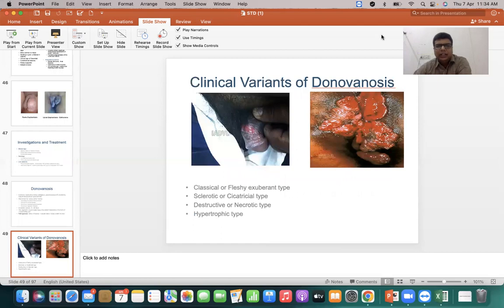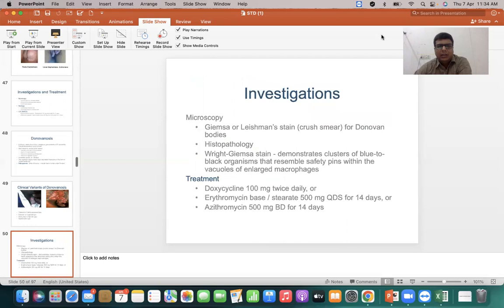What are the clinical variants of donovanosis we see? There is the classical, fleshy, exuberant type, the sclerotic or cicatricial type, the destructive or necrotic type, and the hypertrophic type. The investigations are Giemsa and Leishman stain of the crush smear to see Donovan bodies.